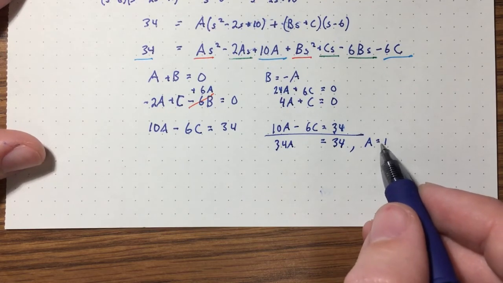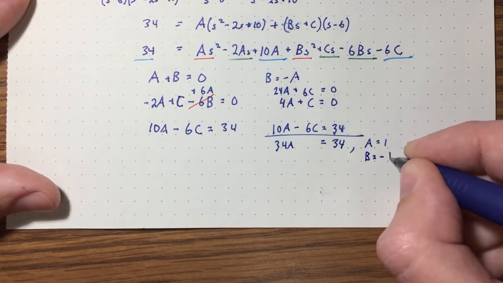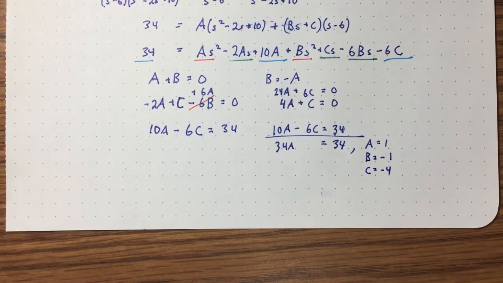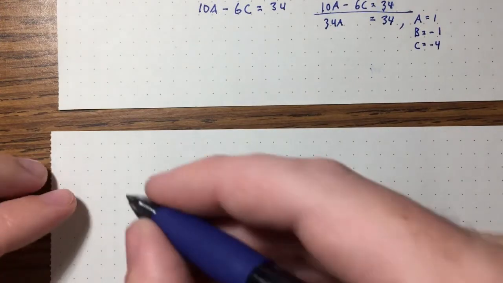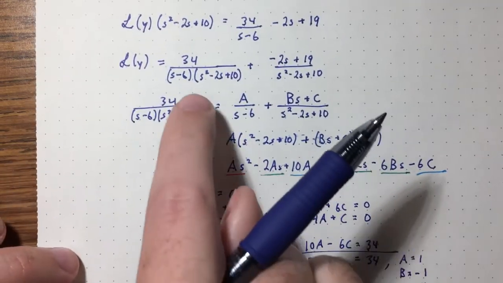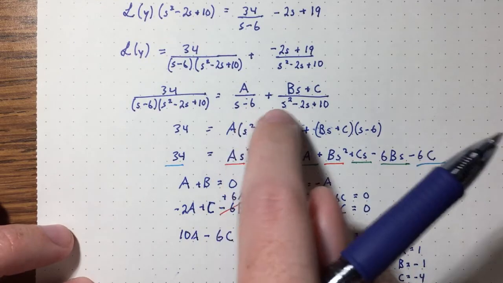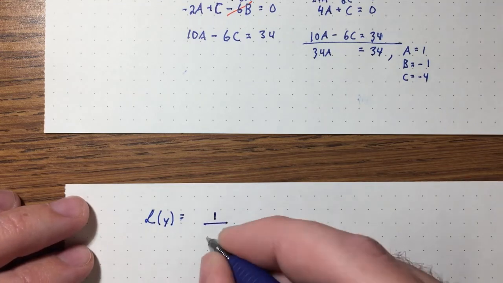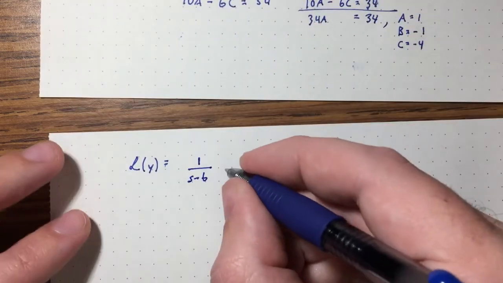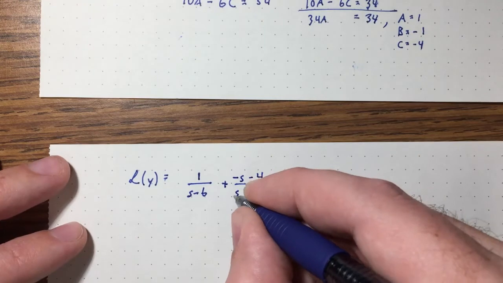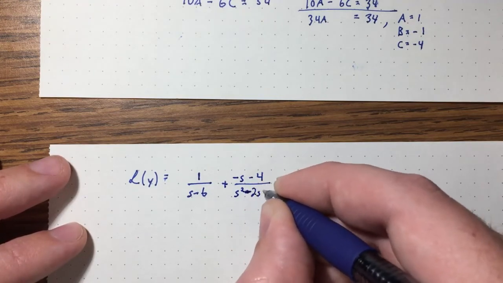So if a is 1, well then b is negative 1. And c, oh, we can use this one here. c has to be negative 4. All right. Let's rewrite the whole thing. We have a brand new page. But I'm not going to rewrite this. I'm instead going to write this in this form. Okay, so L of y is actually a, which is 1 over s minus 6, plus bs plus c, minus s minus 4, over the quadratic, s squared minus 2s plus 10.